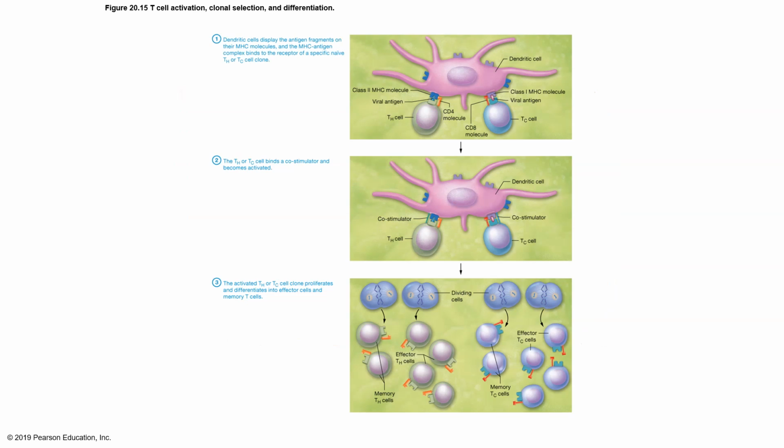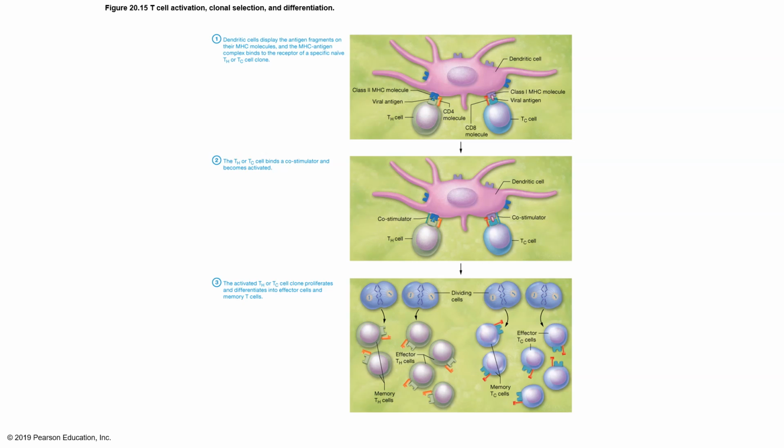And then that leads to how T cells are activated, then selected for, that's what we call clonal selection, and then differentiate. Differentiate means to change form or specialize. So first step, your dendritic cells. This is a dendritic cell with its little arms coming out. First, it displays the antigen fragments on their MHC molecules. Okay, they're either class 2 MHC molecules or class 1 MHC molecules.